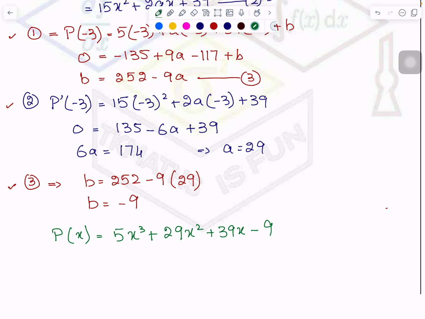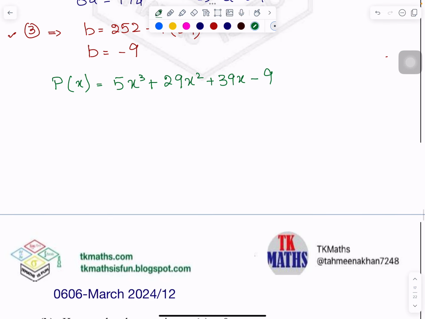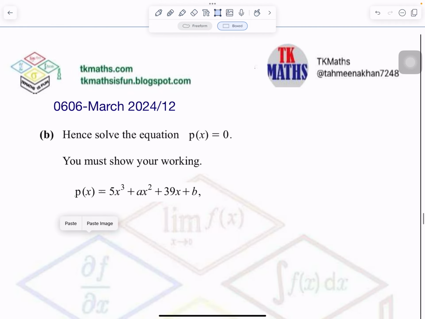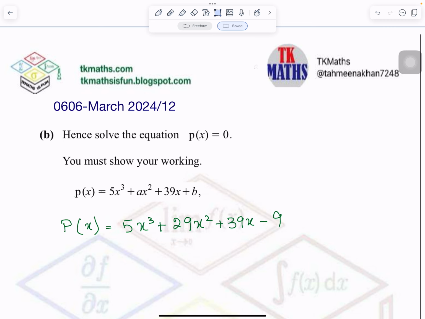Now let's see part 2 of the question. Part 2 of the question is saying solve P of X. So the P of X here is, let me get it from here. So the P of X is this, and now you have to solve it. Okay, so now how do you solve the cubic equation?